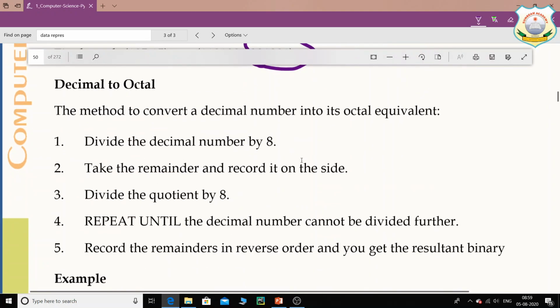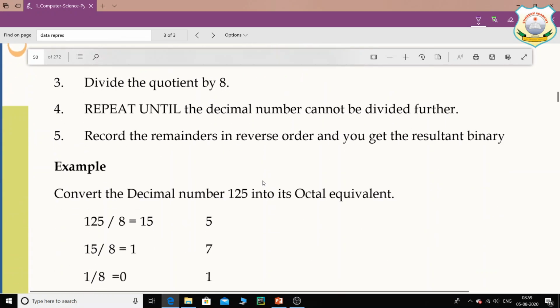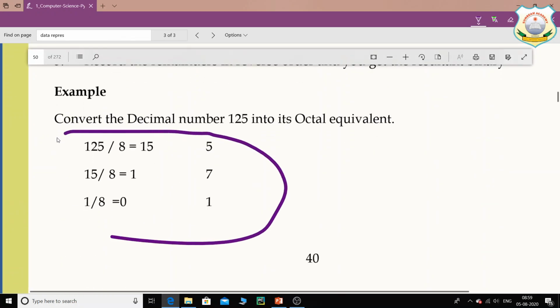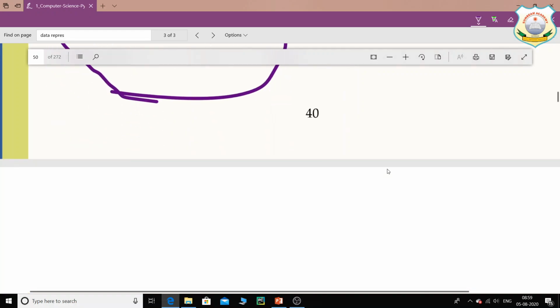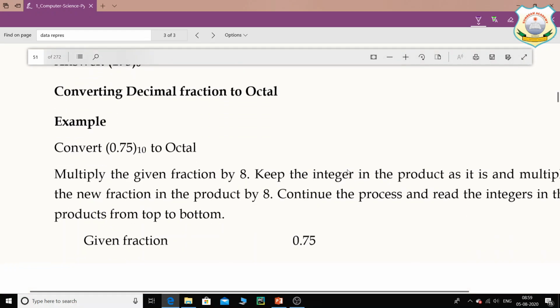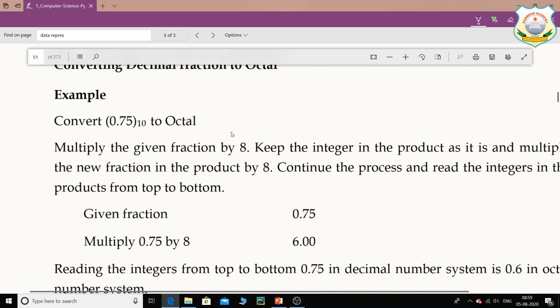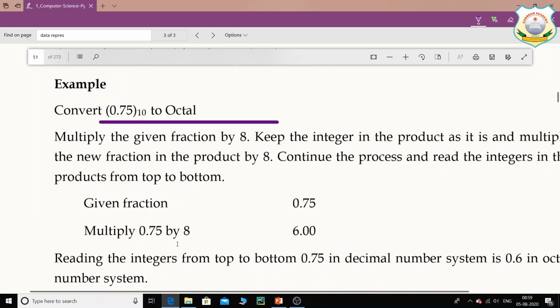Okay, then decimal to octal, keep on dividing by 8. That's the procedure. Now I don't need to explain this now. Then converting, okay, this we will take, that is decimal fractional to octal. What is the procedure, children? Keep on multiplying by 8.